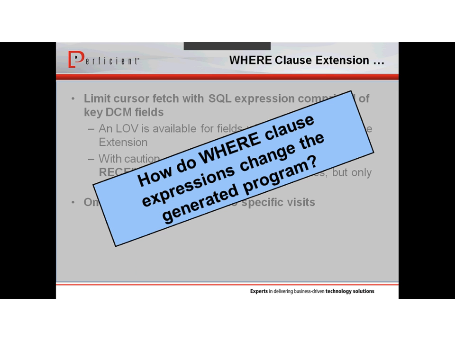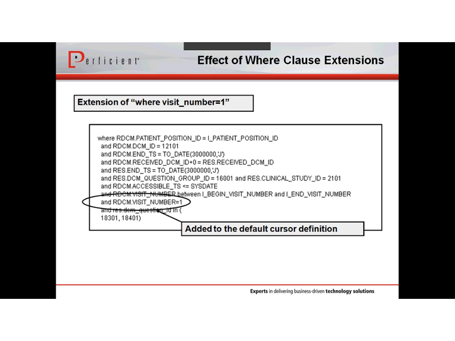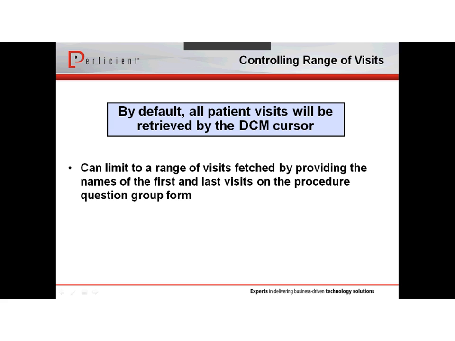How do the where clause expressions change the generated program? Well, again, it's basically going to be right here. It's added to the default DCM cursor. So if I have an extension where visit number equals 1, it just puts it into the DCM cursor, added to the default cursor. It's an easy way to control the range of visits, so you don't have to use the where clause extension.